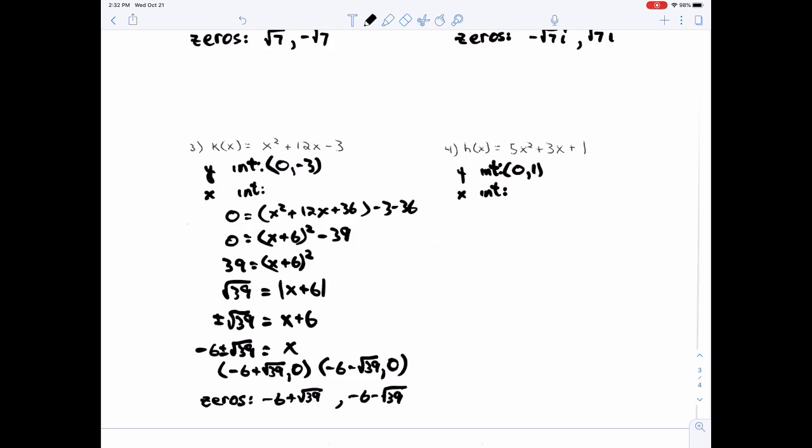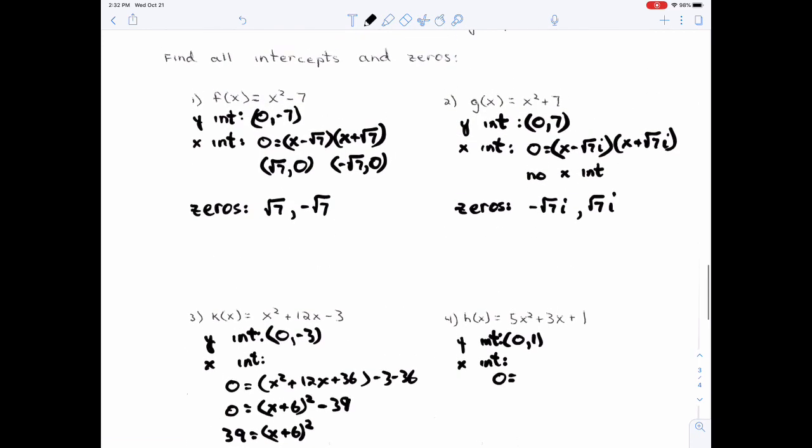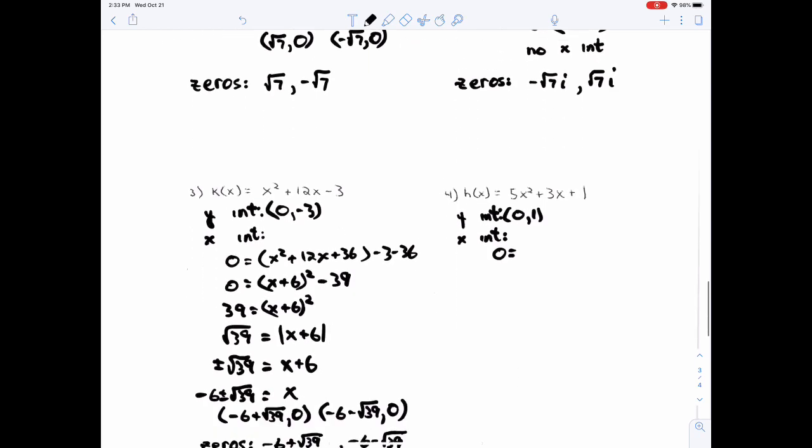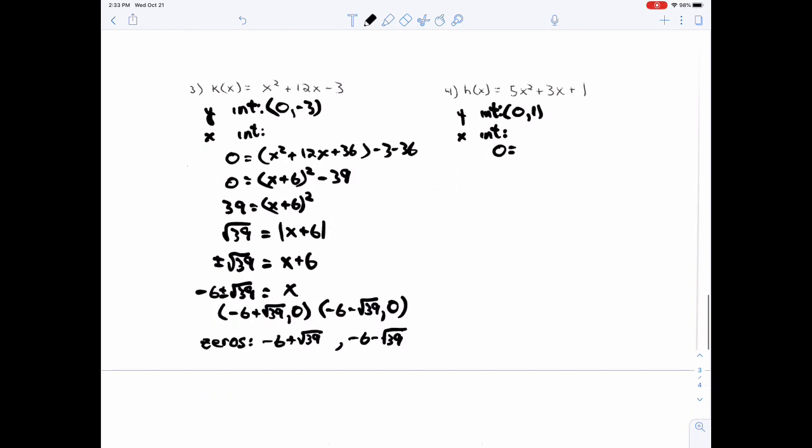Again, I can't factor it, so I'm going to put 0 in for y. And again, notice here I'm putting 0 in for y. What allows me to do that? Because it says, find the intercepts and zeros. I'm telling you in the instructions, do it. But y equals 5x squared plus 3x plus 1 is not the same as 0 equals 5x squared plus 3x plus 1. It's only because I told you, find the x-intercepts, find the zeros, that allows you to stick that 0 in for the y value.